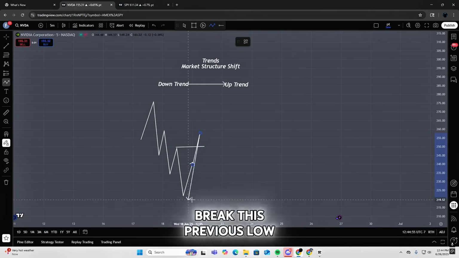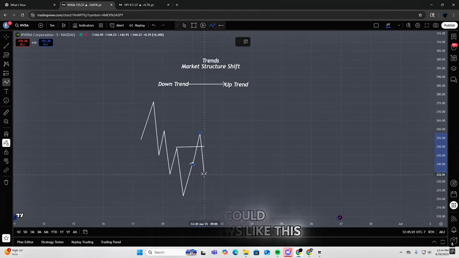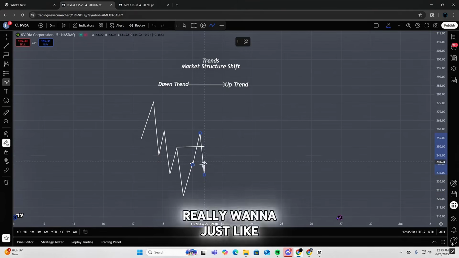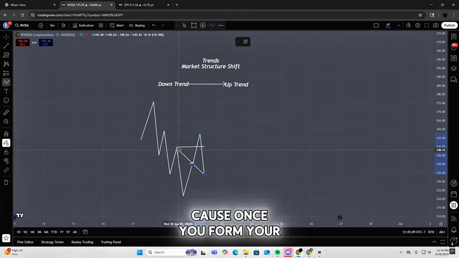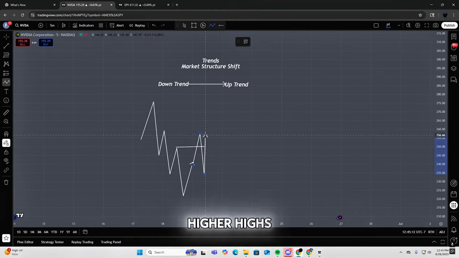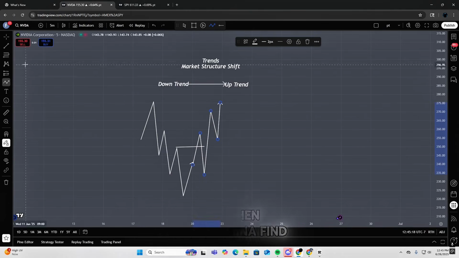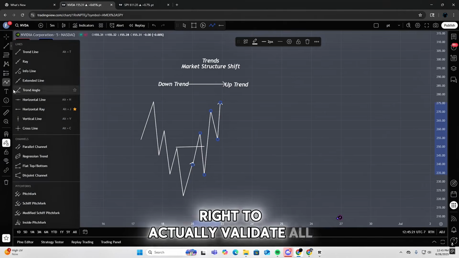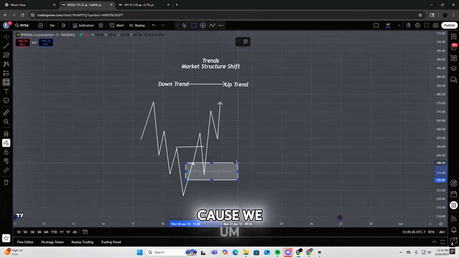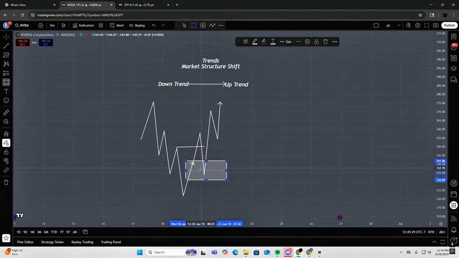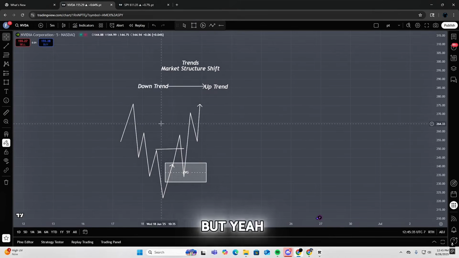And then if we don't break this previous low, or we stop creating these lower lows to continue lower, right? You could create lows like this, obviously, but the one I really want to not break at all would be this one right here, because once you form your market structure shift, we want to start creating higher highs, higher lows. So right here we insert this higher low, and then we want to push higher. And then we're going to find our support to actually validate all of that, which is our fair value gaps, and I'll show you guys what that is in a minute, because every single time we retrace down, we are retracing to our support, which is our fair value gaps. But yeah.